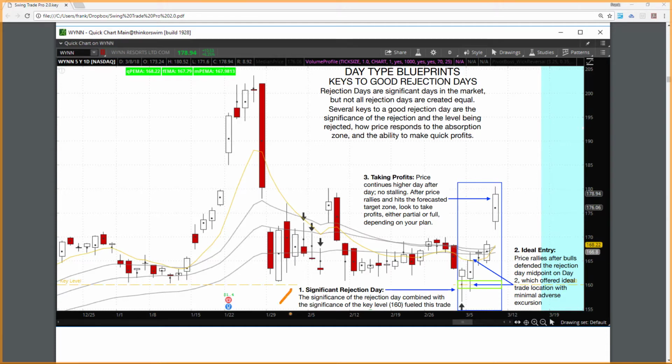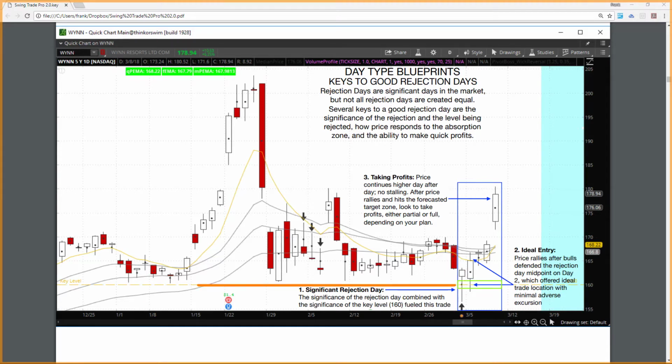Number one, the significance of the rejection day combined with the significance of the key level that was rejected. That was huge. Number two, price rallies after bulls defended the rejection day midpoint on day 2, which offered an ideal trade location with minimal adverse excursion. That is significant. That's why I created the midpoint as the entry, because it statistically works in my favor. I've seen it play out time and time again over the last 15 years of the market, maybe even longer. All of this was quantified with all of our automated strategies that I created from before.